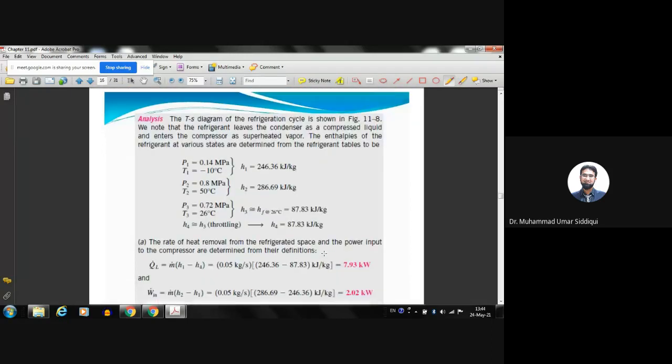So let's analyze the problem. Since we know P1 and T1, we're going to use these values to determine H1. Similarly, we know P2 and T2. We can use this to determine H2. We have P3 and T3. We can use this to determine H3. And when you know H1, H2, H3, H3 will be the same as H4 because this is a throttling process. The next thing is that we need to determine the amount of heat removed from the refrigerated space. So that's the cooling load. It will be at the evaporator. So it will be H1 minus H4 multiplied by m dot. Similarly, the amount of work needed by the compressor, or the electrical energy needed by the compressor, will be H2 minus H1.